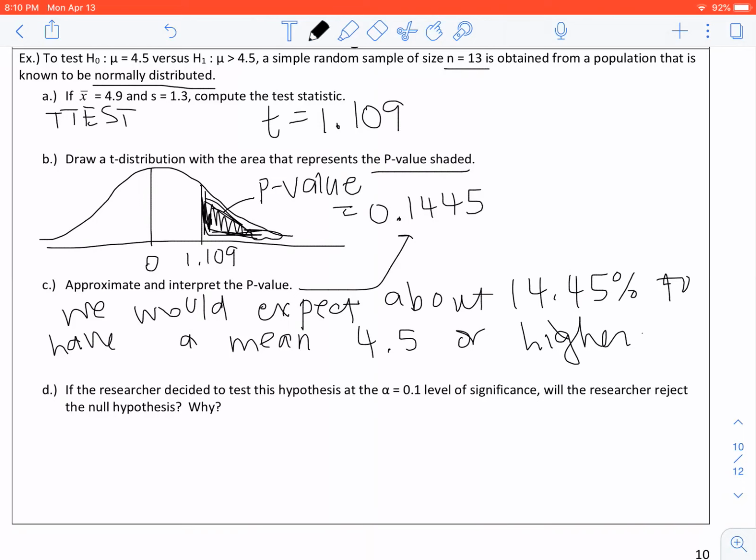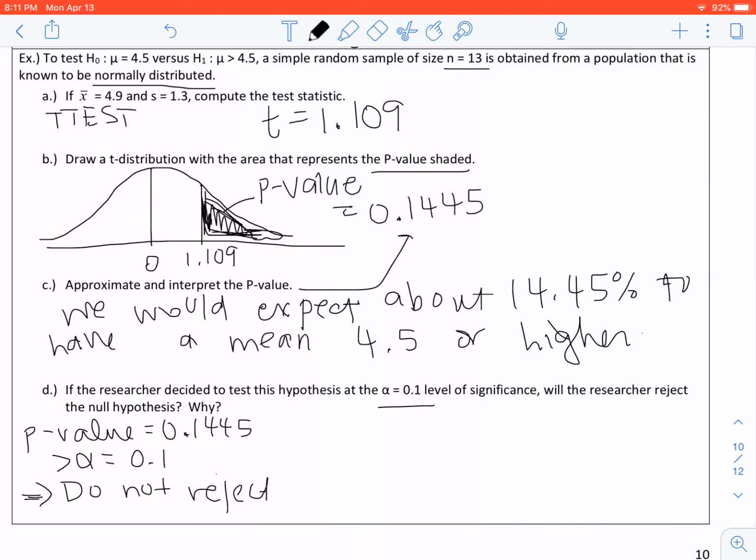It says if the researcher decides to test this hypothesis at the alpha equals 0.1 level of significance, will the researcher reject the null hypothesis and why? So the p-value from up above is 0.1445, which is larger than alpha, which is equal to 0.1, which means that we are going to do not reject. So do not reject.